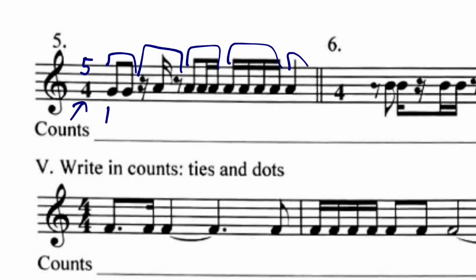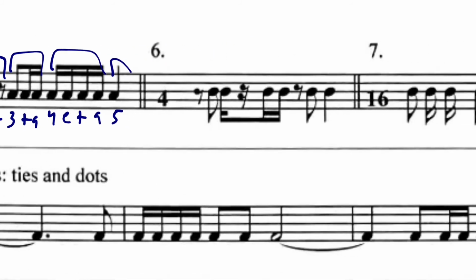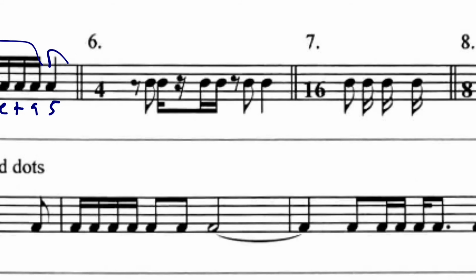So we count 1 and 2 E and 3 and 4 E and 5. Next one, how many quarters do we have? Quarter, 1, 2, 3, quarter, quarter, quarter, 4. 1 and 2 E and 3 and 4.